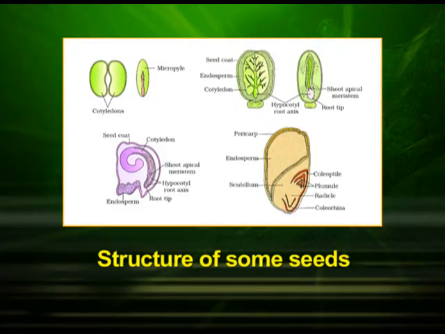The cotyledons of the embryo are simple structures, generally thick and swollen due to storage of food reserves as found in legumes. Mature seeds may be non-albuminous or albuminous. We can observe the structure of some seeds in these diagrams.